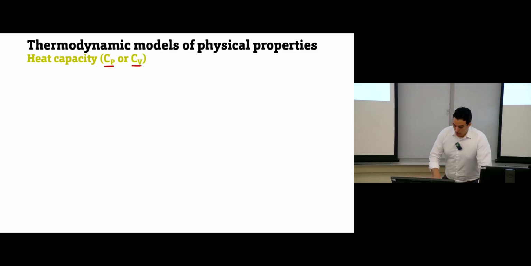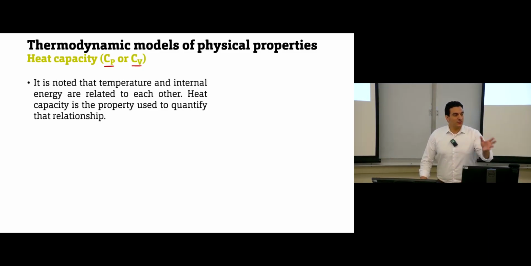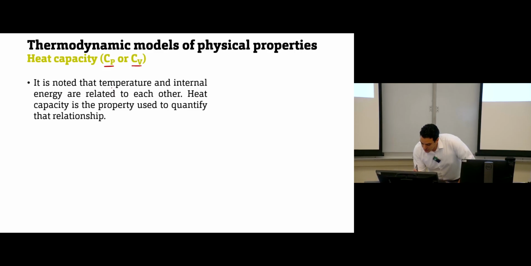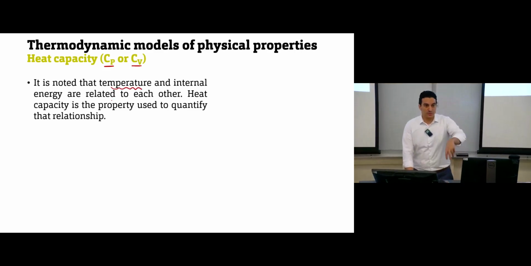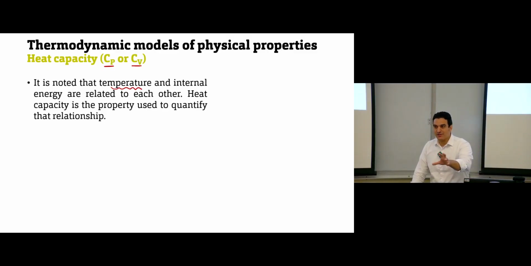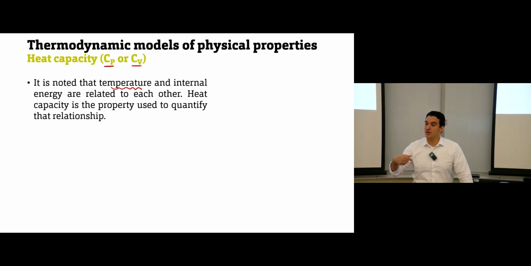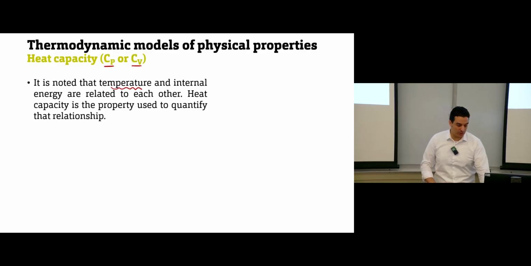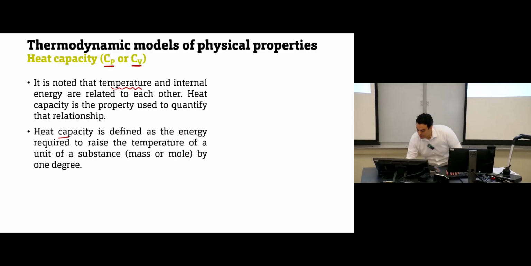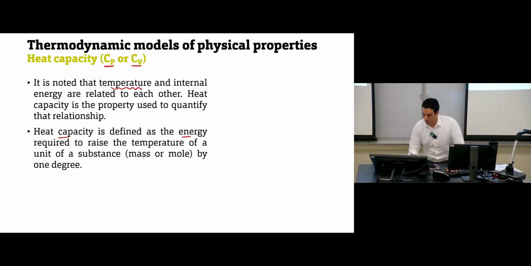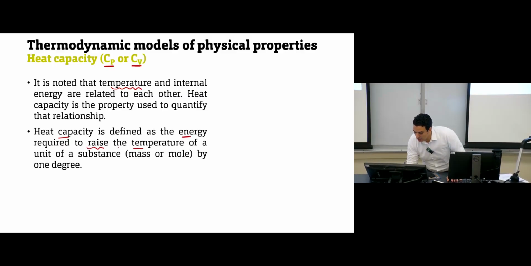Okay? Why is this one important, or why is this one related to internal energy and enthalpy? As we said, one of the parameters affecting internal energy is temperature. And temperature is a function of the energy. So here we can relate energy to temperature. This is why heat capacity is introduced as one of the properties that we can use to calculate internal energy or enthalpy. The definition, exactly as you said, is that heat capacity is the amount of energy required to raise the temperature of any substance by 1 degree.